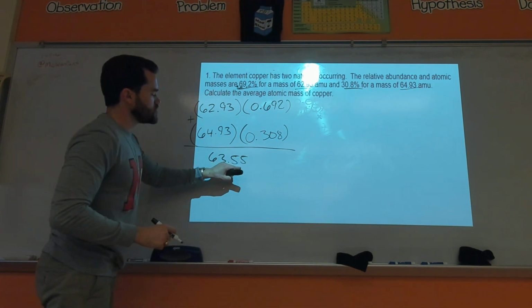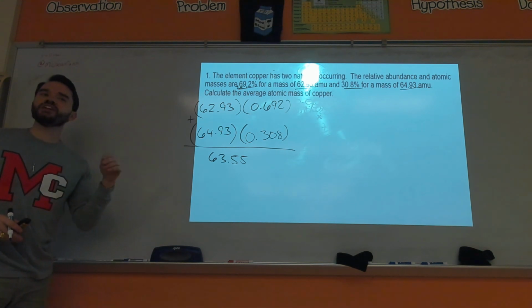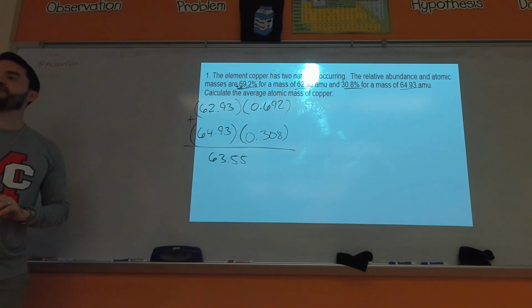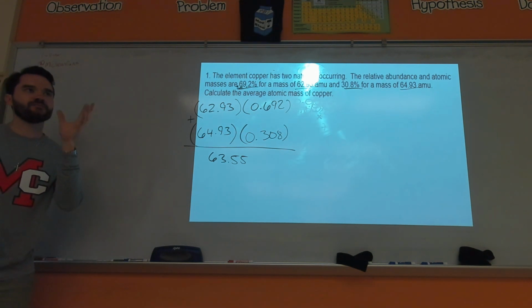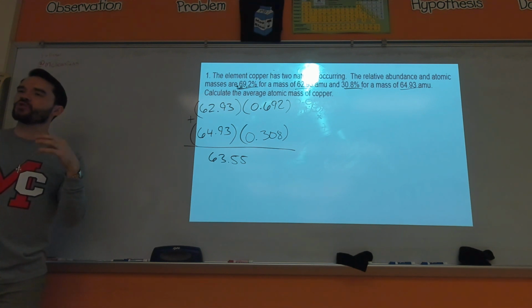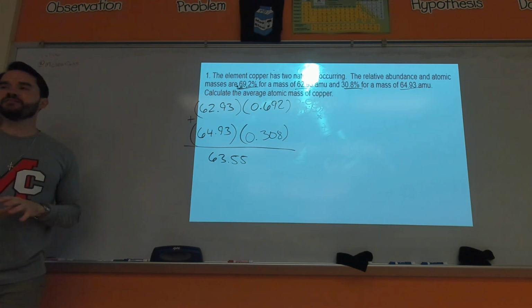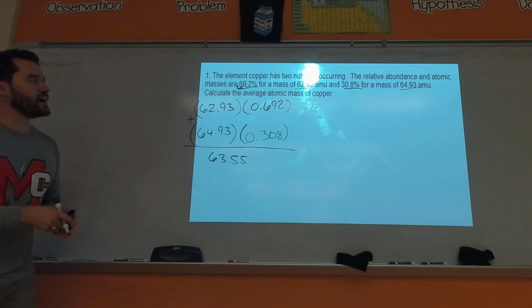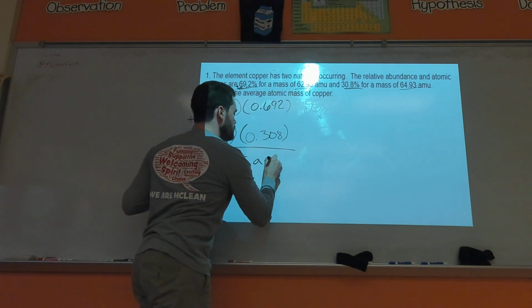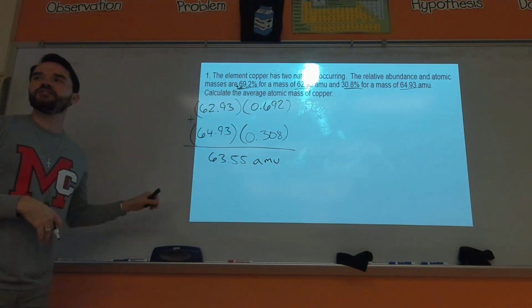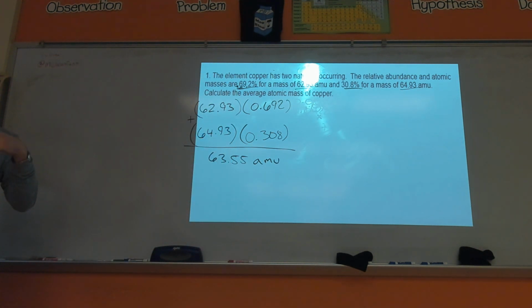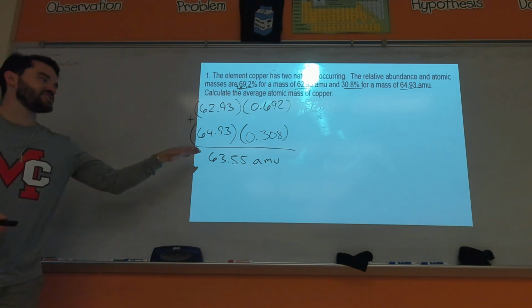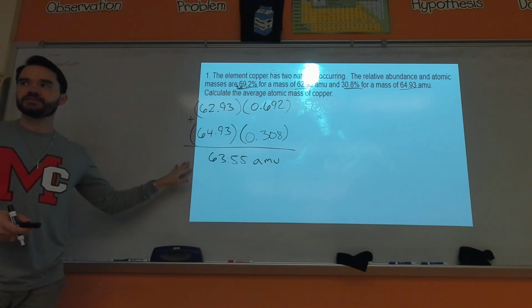63.55. Two decimal places, that's really all you need to put your answer to. As I said last class, honors chem, they worry about significant figures. We don't need to worry about significant figures in here. Two decimal places is fine. And then AMU, remember that's the unit for average atomic mass units. That's your unit for mass.